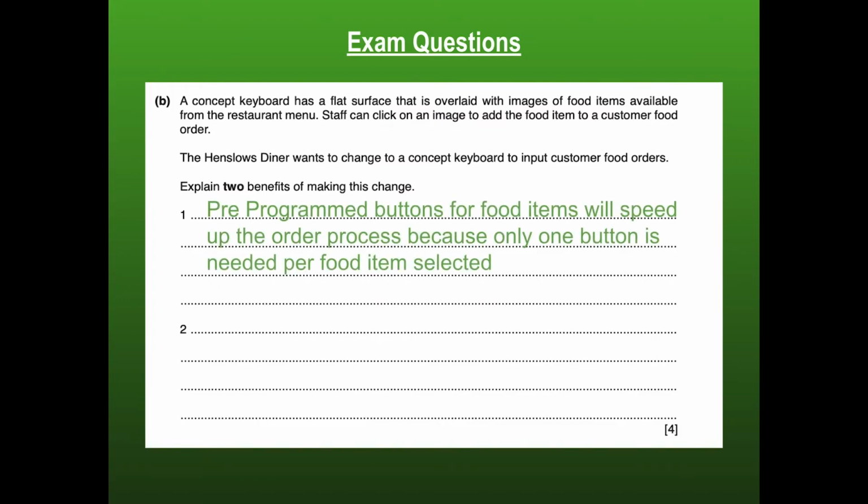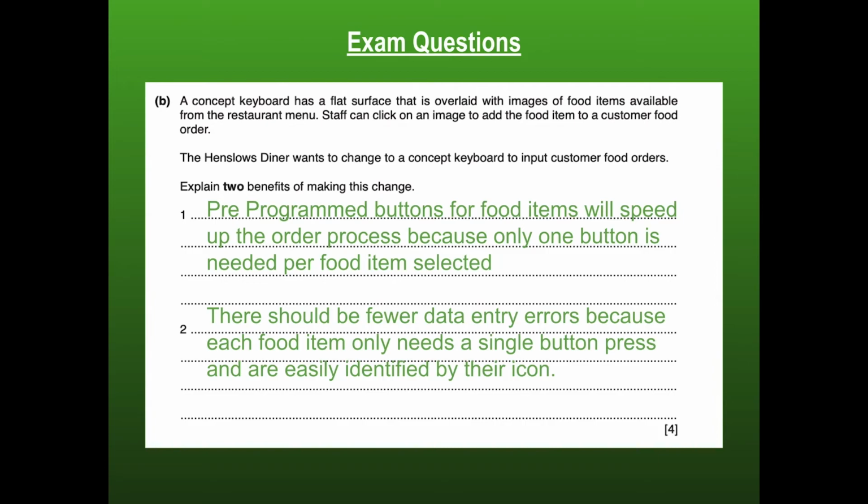Okay, so our first answer is that it's going to have pre-programmed buttons. So with this explain question, we're trying to get 2 marks for every one answer. So the pre-programmed buttons for food items will speed up the order process. So that's our first point. And then we explain why. So we say only one button is needed for a food item to be selected. So it's faster because you only need one button to press. So then the next answer, my first reasoning is that there should be fewer data entry errors.